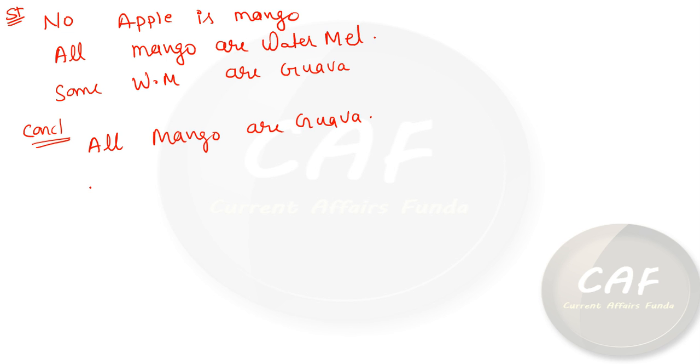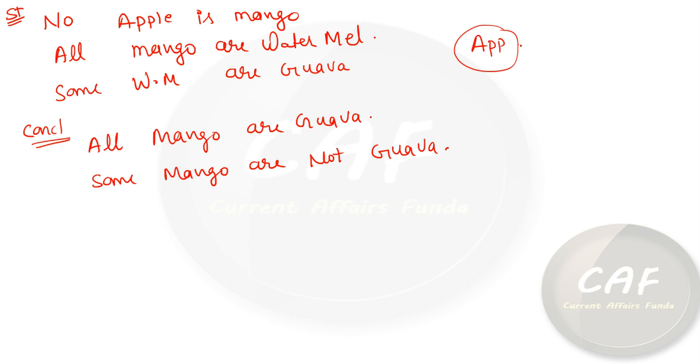Second is some mangoes are not guavas. So this is your conclusion here. And now friends, what you need to do? You need to make a Venn diagram here. The first one is no apple is mango. That means, friends, this is our apple here and no apple is mango.